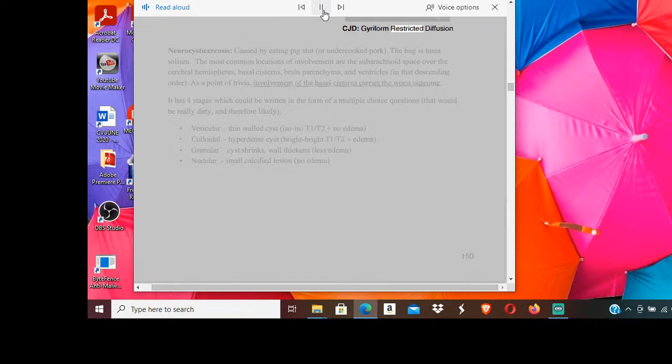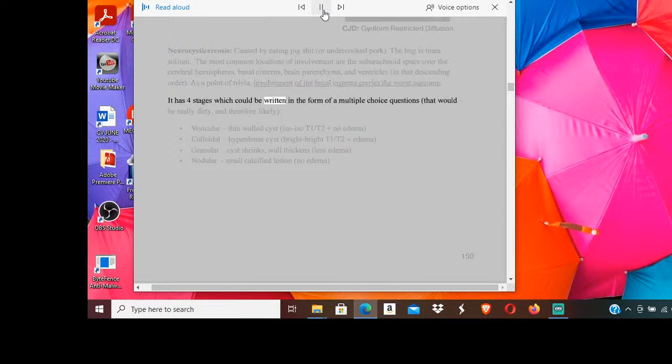CJD, gyriform restricted diffusion. Neurocysticercosis, caused by eating pig feces or undercooked pork. The bug is Taenia solium. The most common locations of involvement are the subarachnoid space over the cerebral hemispheres, basal cisterns, brain parenchyma, and ventricles in that descending order. As a point of trivia, involvement of the basal cisterns carries the worst outcome.